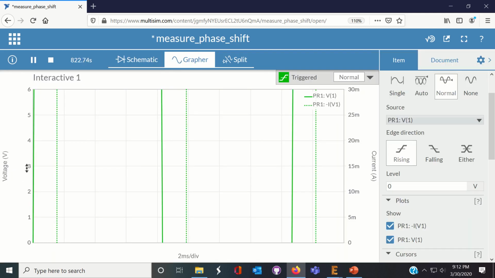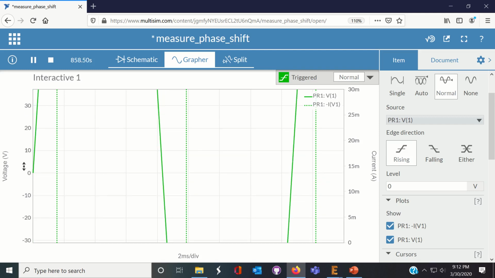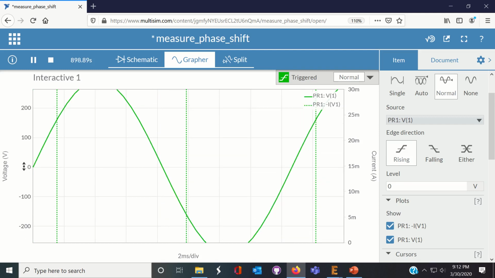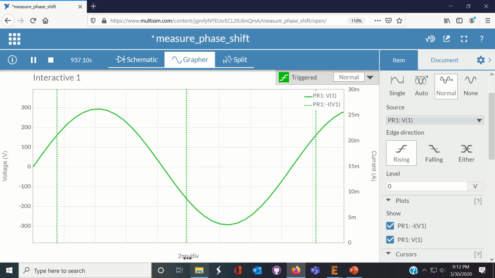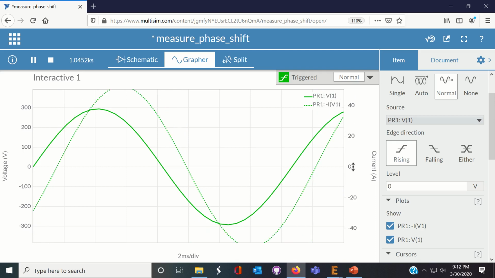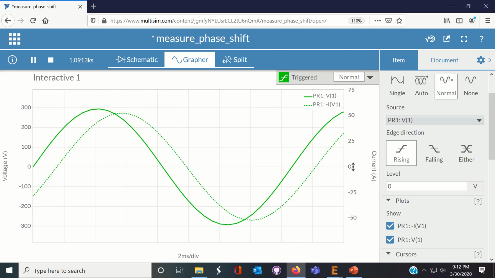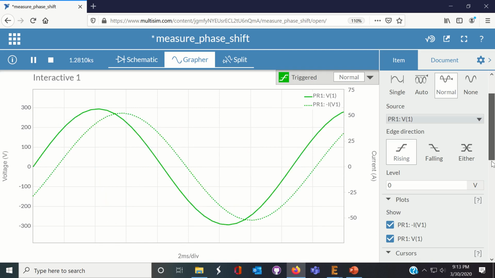Quick note, if your oscilloscope is running right now, in the upper right, be sure to shift it into normal mode. What I'm doing right now is I'm hovering over the axis, and then I'm moving the scroll on the mouse. You can do that with voltage, current, and with time here. To make these measurements easy, we're going to add cursors.